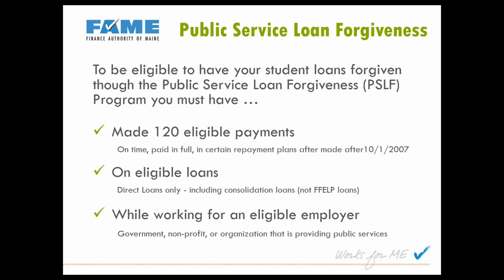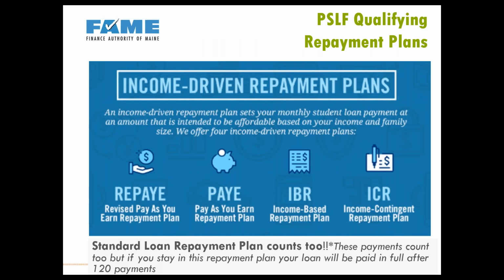So let's drill down a little bit further into that. What's a qualifying repayment plan? Those income-driven repayment plans, REPAYE, Pay As You Earn, income-based repayment plan, income contingent plan, those count. But also, that standard loan repayment plan that you were entered into immediately when you started repaying your loan, those count too. Here's the caveat. If you stay in that standard loan repayment plan, after 10 years, after your 120 payments, there's nothing left. So yes, this payment made in that plan does count, but you can't stay in it to get any loan forgiveness. Again, name of the game is what's going to be cheapest for you in the long run, not what you can get forgiven. So that's what a qualifying repayment plan is.